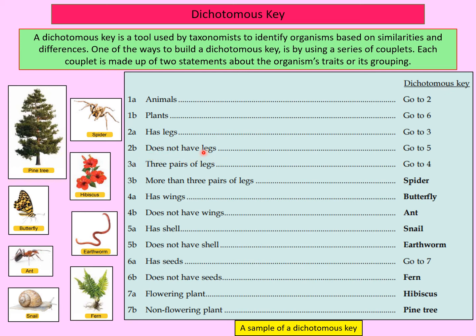We look at them one by one first. For the example, we choose the pine tree. A pine tree is a plant, so go to 6. Okay, we go to 6. 6 is here.